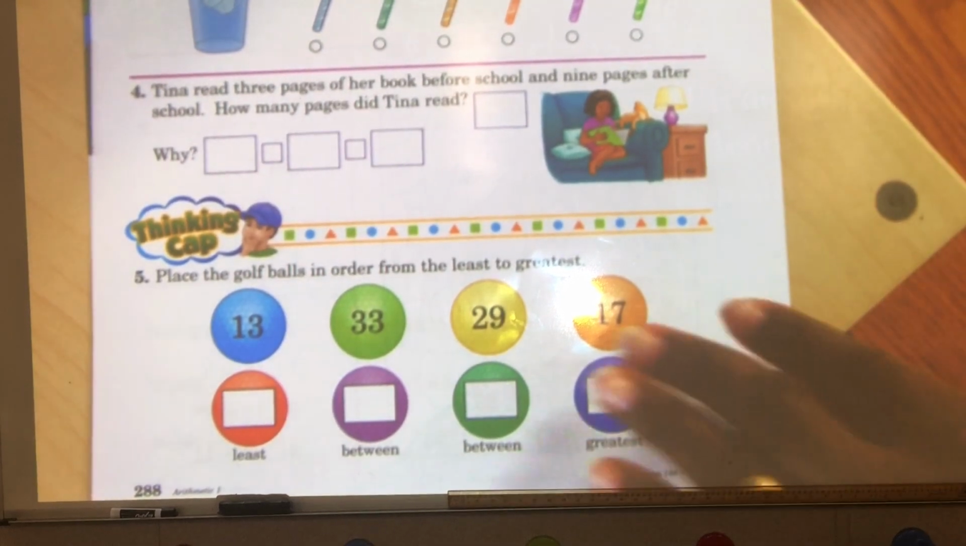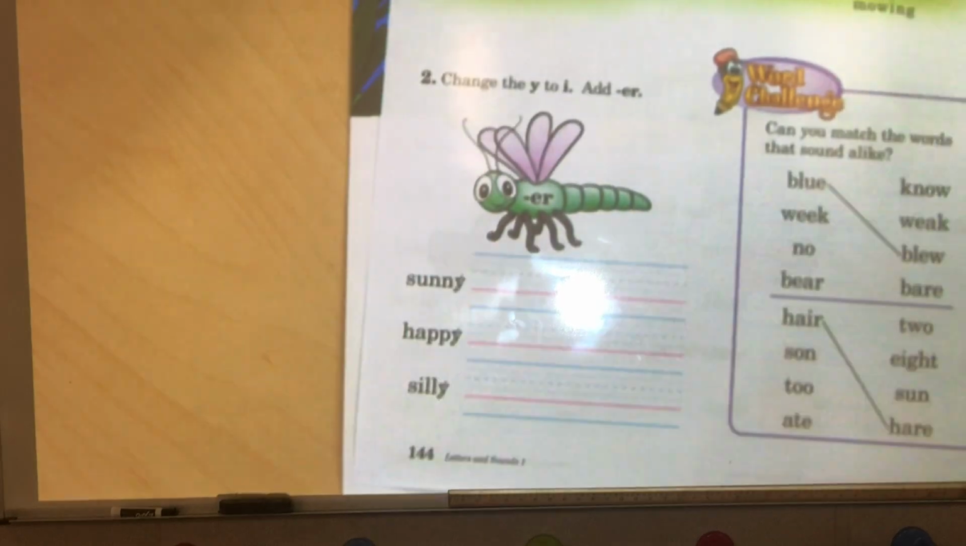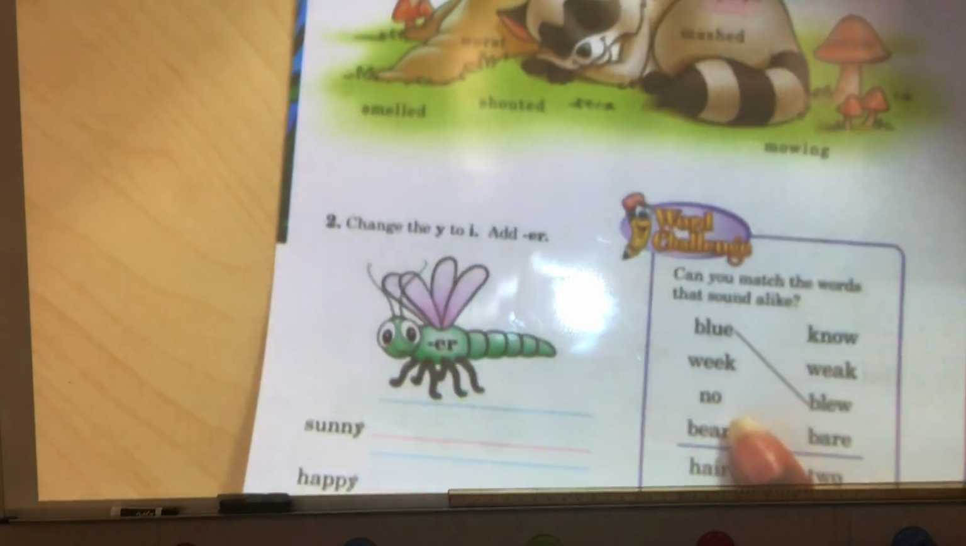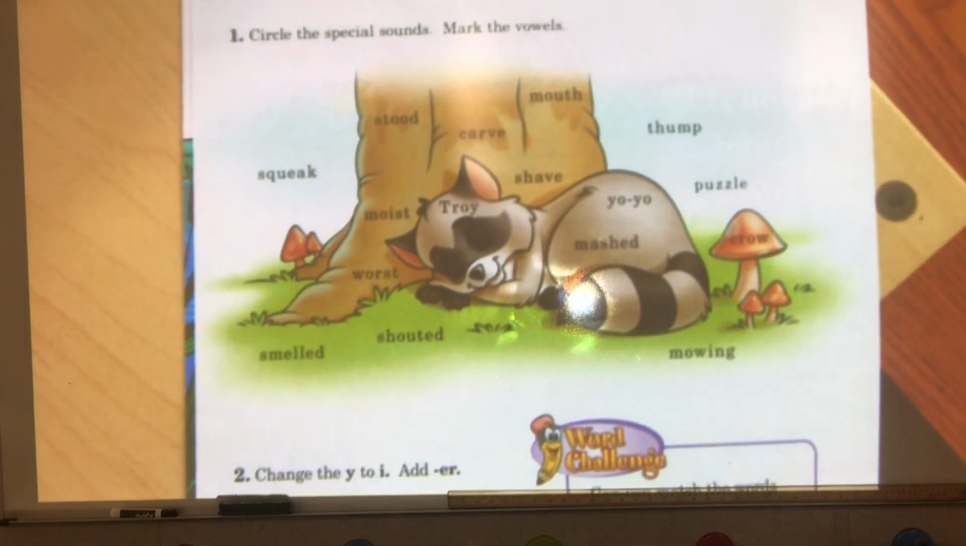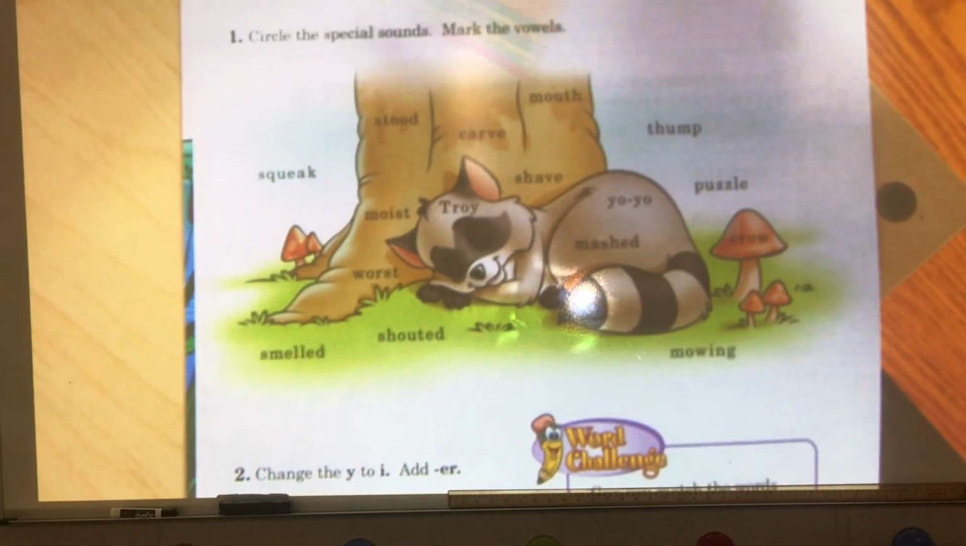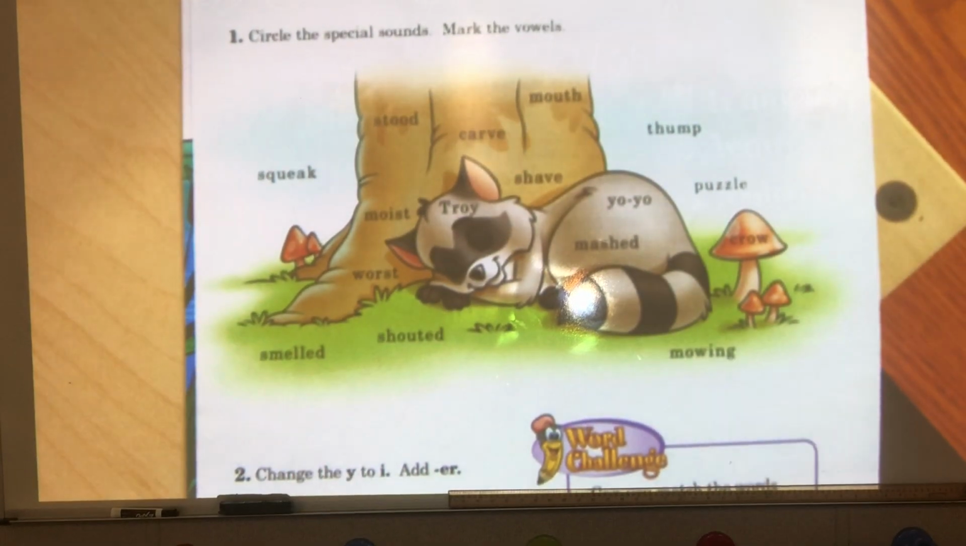Let's take a look at our next sheet, which is our letters and sound, page 144. Let's take a look at section 1. Section 1 says circle the special sounds, mark the vowels. You have a lot of special sounds in the picture. A lot of words in the picture. Circle the special sound.